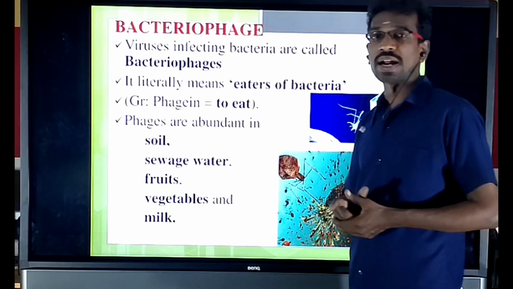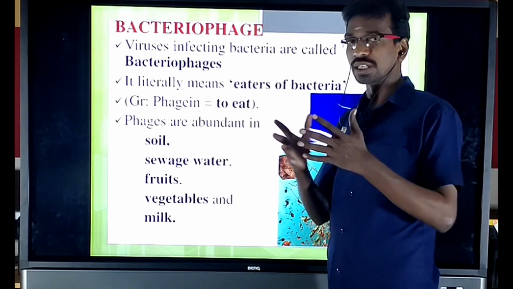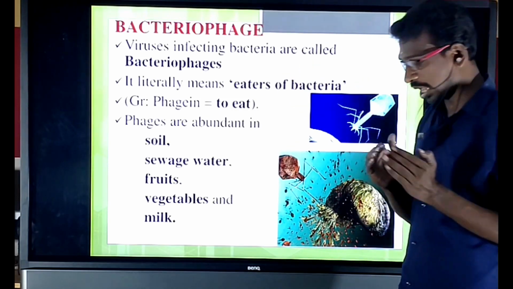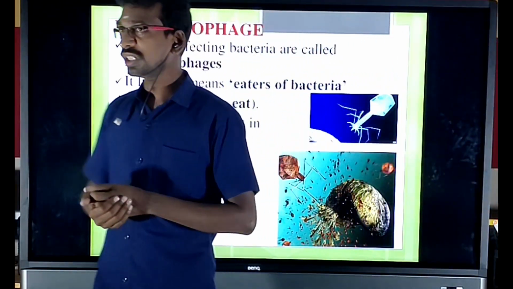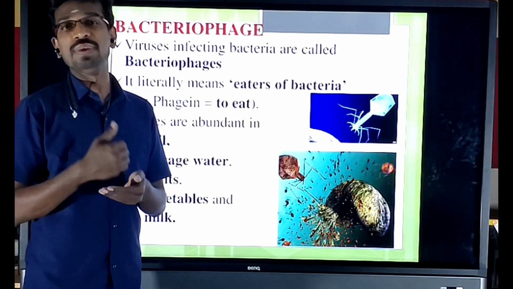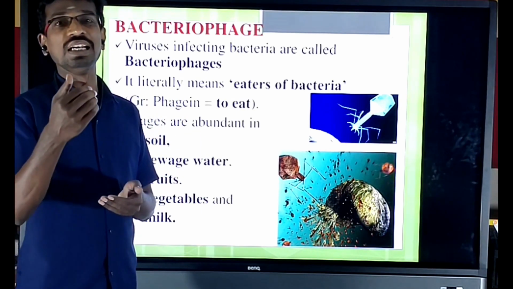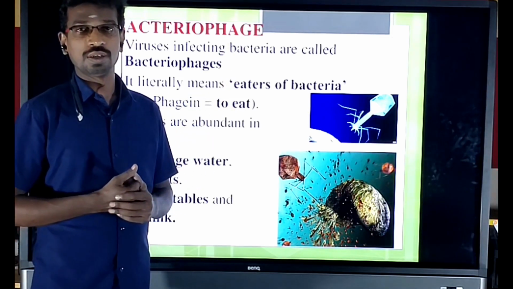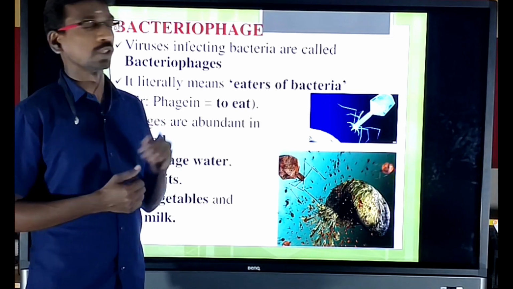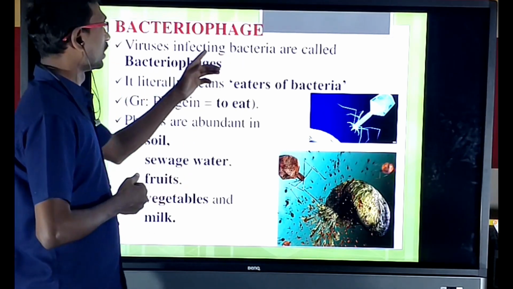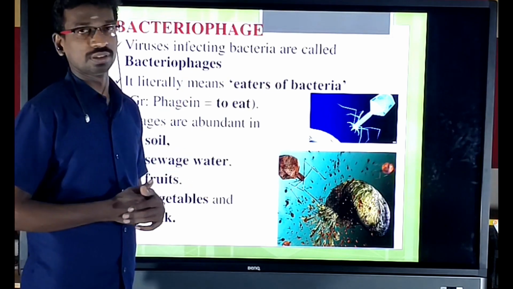Next is the structure of bacteriophage. So we completed the TMV. Now we are entering the structure of bacteriophage. It is another example of viruses. The name itself has the meaning: bacteria-killing viruses. Phage means killing, and bacteria means bacteria. So the viruses that infect bacteria are called bacteriophages.